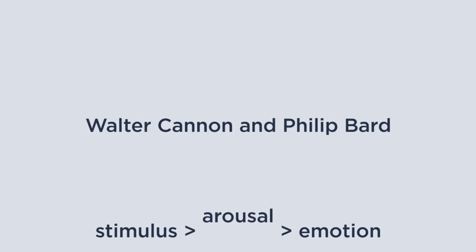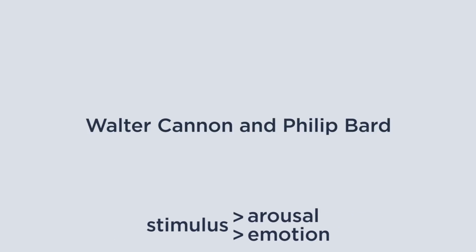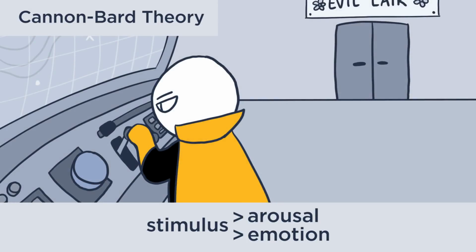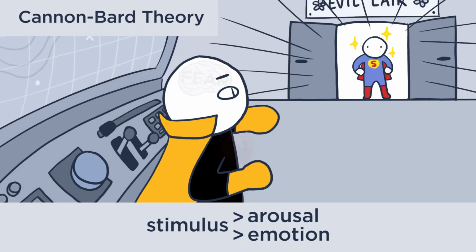As an alternative to the James-Lange theory, two other theorists, Walter Cannon and Philip Bard, propose that the physiological arousal of emotions and the experience of emotions are entirely separate processes. That is, a stimulus causes the emotion and physiological arousal independently. Neither one causes the other. So the sight of our hero causes our villain both to feel fear and for his palms to sweat and heart to race.